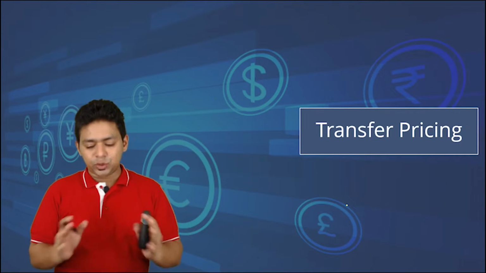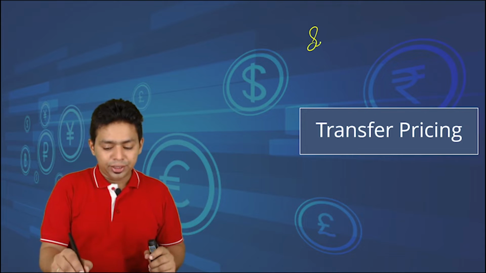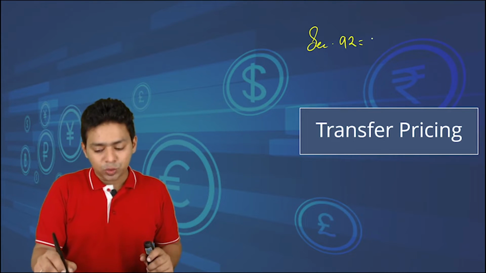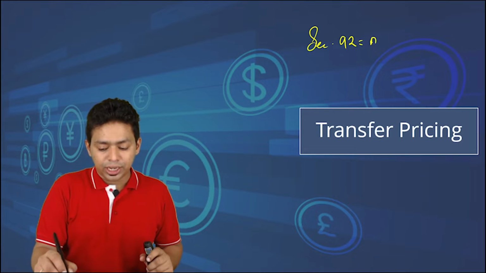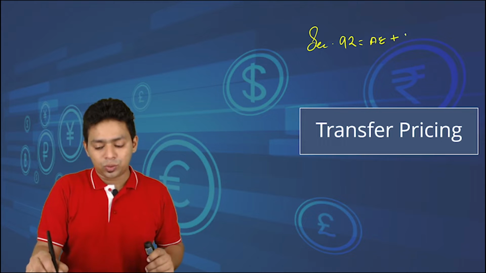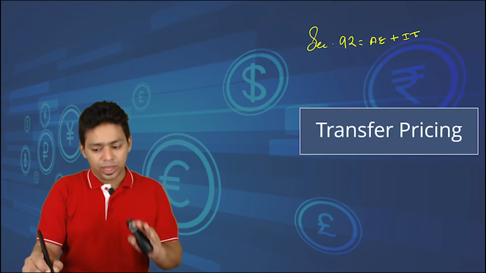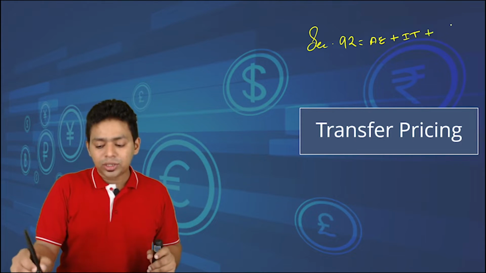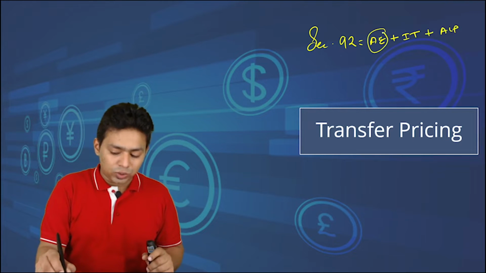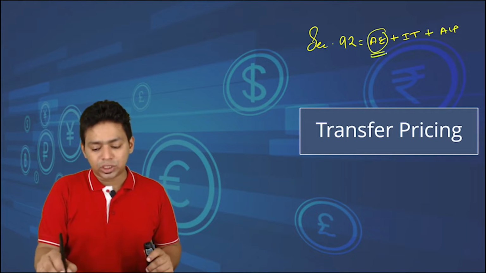So what have we discussed so far in transfer pricing, my dear friend? There is a charging section, Section 92. Section 92 says there has to be associate enterprises. That associate enterprise should enter into an international transaction, and that transaction has to be at arm's length price. Out of this, we have discussed only associate enterprises so far.